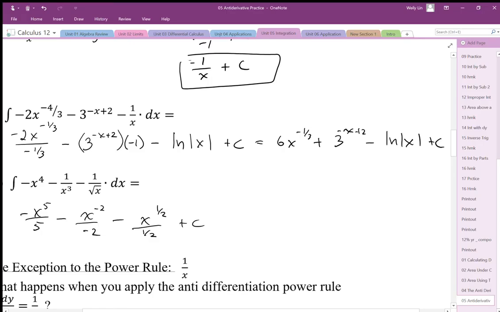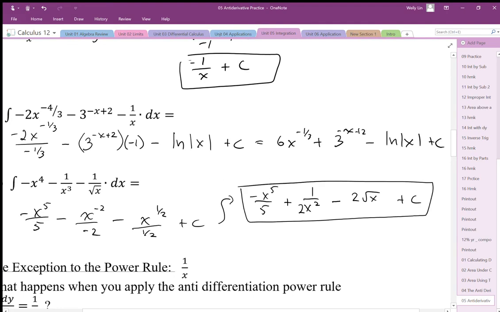We clean up these negatives and everything a little bit. We're going to end up with negative, this will be positive 1 over x squared times 2 on the bottom. This is going to be minus, the 2 is going to go on top, and square root x plus c. Okay, so that represents the antiderivative of that function.